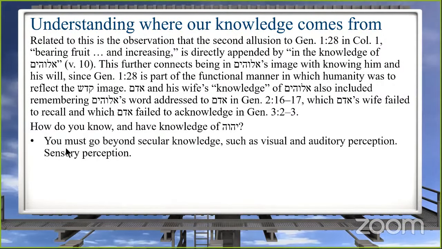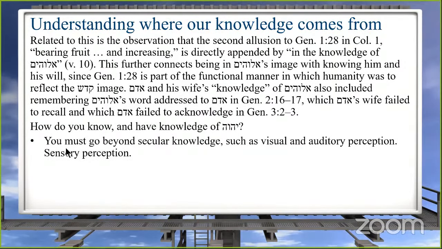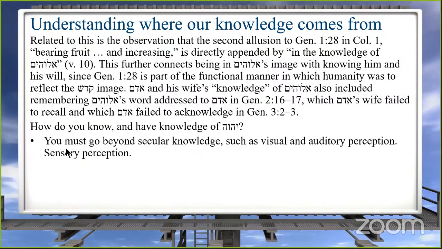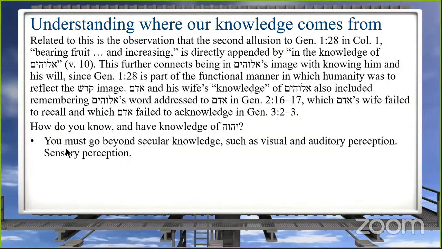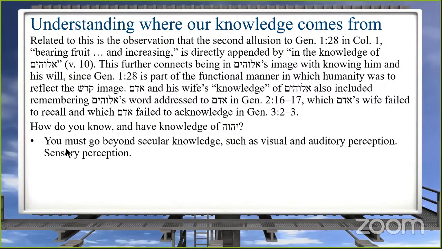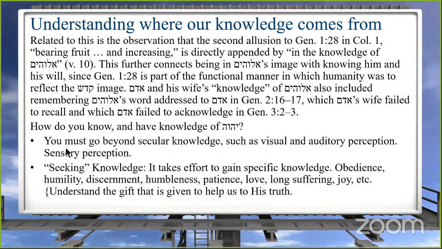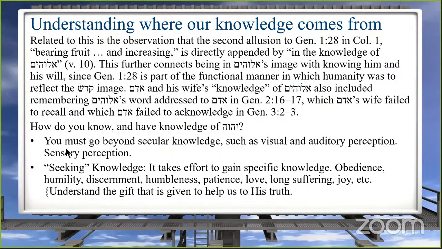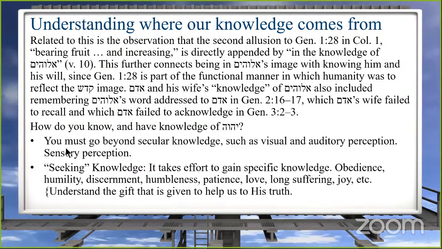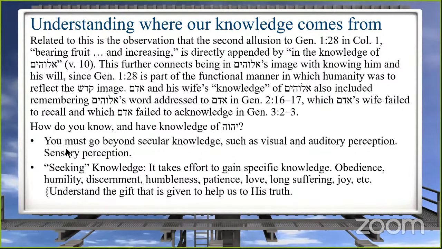You must go beyond secular knowledge, such as visual, auditory, and sensory perception. These are things that you can get in a book, from friends, or from some people writing things. So that's one way. Sure, you may be inquisitive about it, but from there you start to do some seeking. You're seeking knowledge. It takes effort to gain specific knowledge: obedience, humility, discernment, humbleness, patience, love, long suffering, joy, etc. Anyone ever heard these words before?